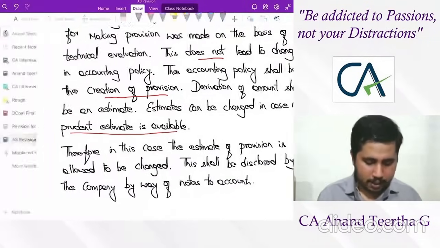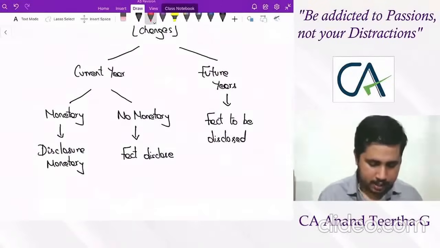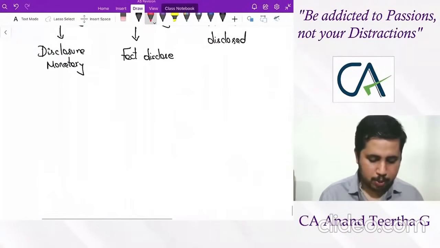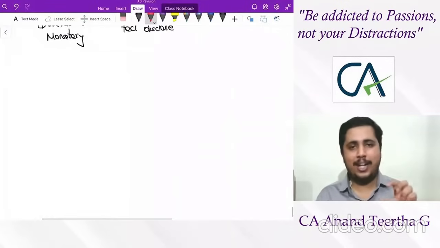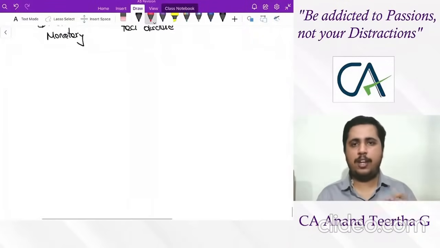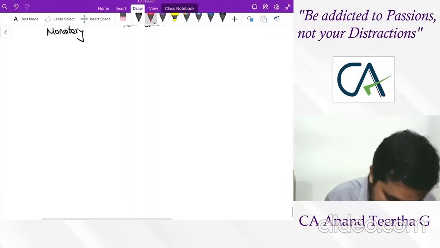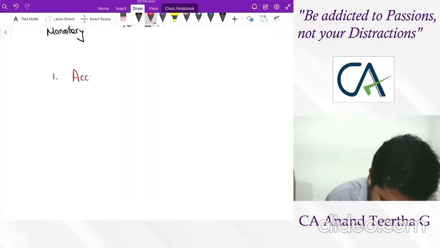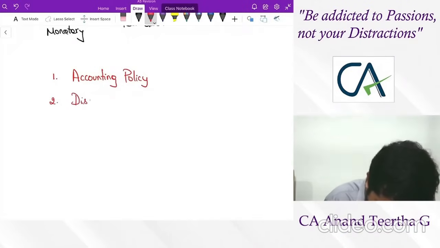Now, before I wrap up this accounting standard revision, as I have promised, I have told you that we will take up certain highlight points. We can use those points for remembering purpose. Number one, what do we mean by an accounting policy? Number two, what is the requirement of disclosure? Number three, what are these fundamental accounting assumptions?